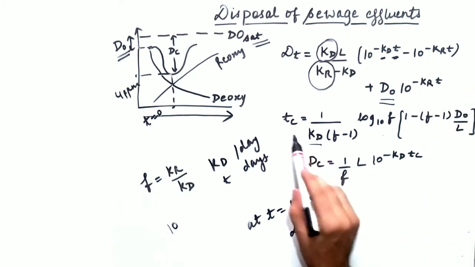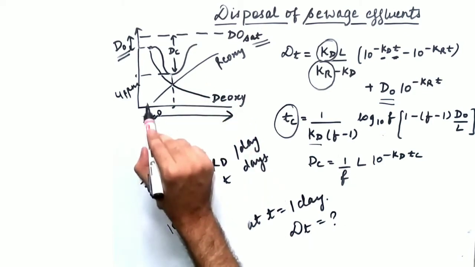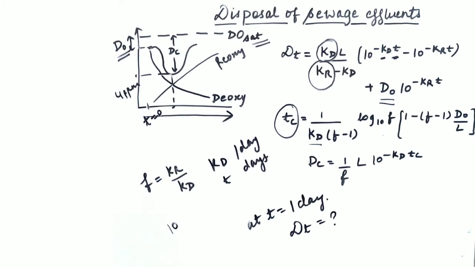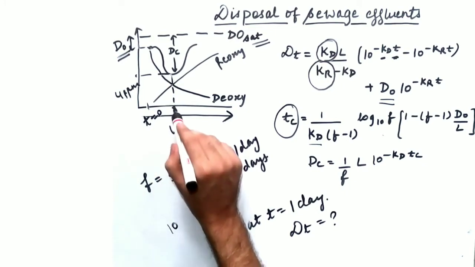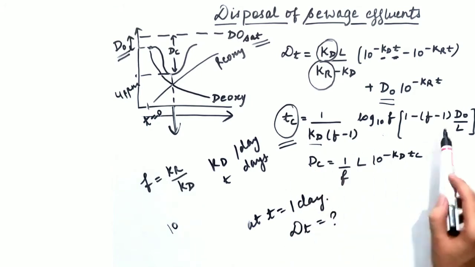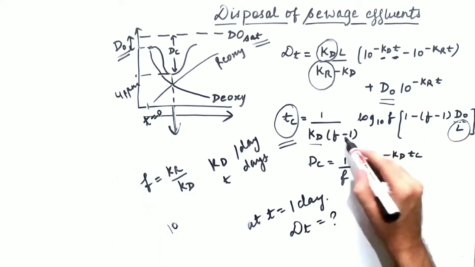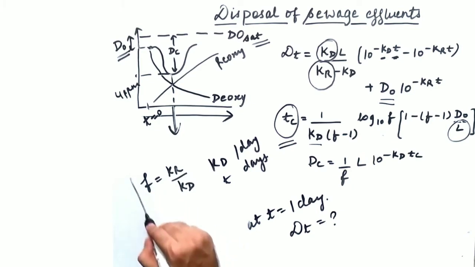Now suppose you have to calculate tc. At what time will this Dc be achieved? At t equals 0, we poured the sewage stream into the river. At what time will the minimum dissolved oxygen be achieved? So this is called tc. It will have the units of time. So Kd you know and D naught you know. What you don't know is L and F. See, F is Kr divided by Kd.